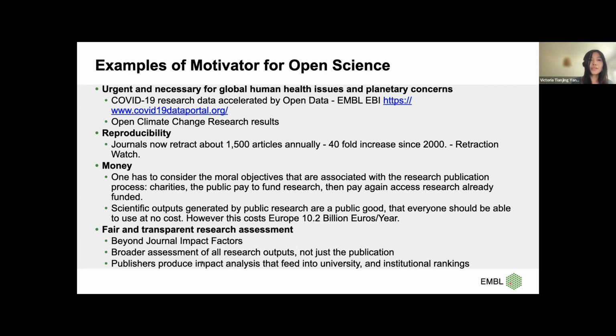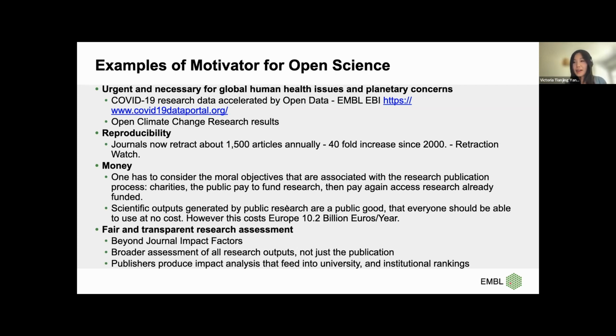Currently, publishers produce impact analysis and university rankings that decide who gets hired and who gets funded. So these aspects hopefully can be taken back to the community if we share research and publish in ways that are more open and transparent.